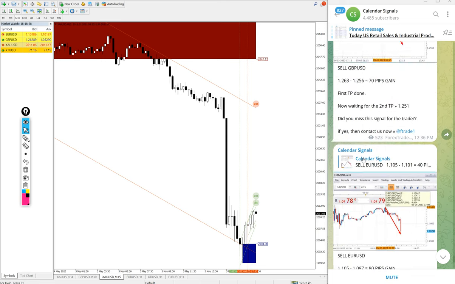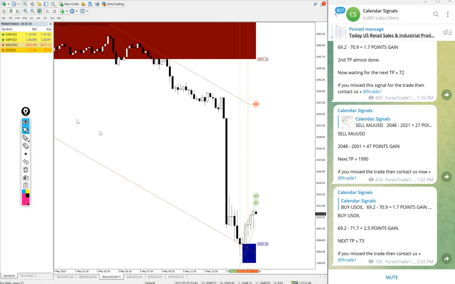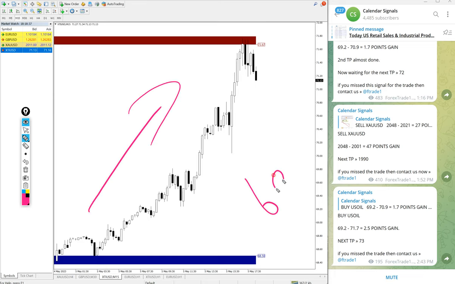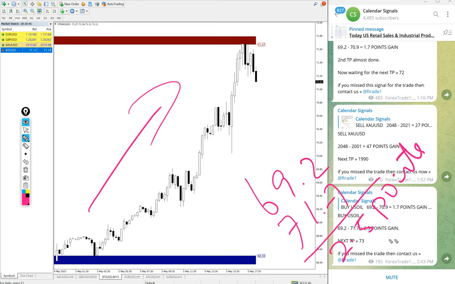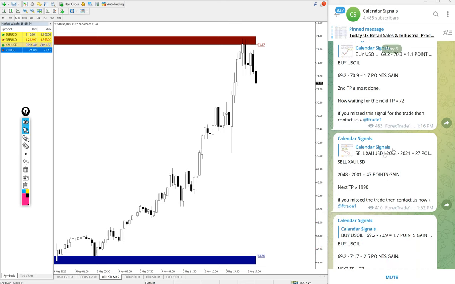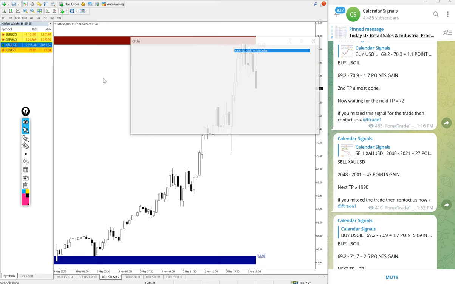Now we will see the performance of the signals one by one. First, oil. Buy US oil, we gave today. You see the clear uptrend in the chart. Entry at 69.2 and high traded 71.7. 2.5 points gain, huge profit on the US oil buy signal. 2.5 points movement will give huge profit. Then gold also performed excellent today.